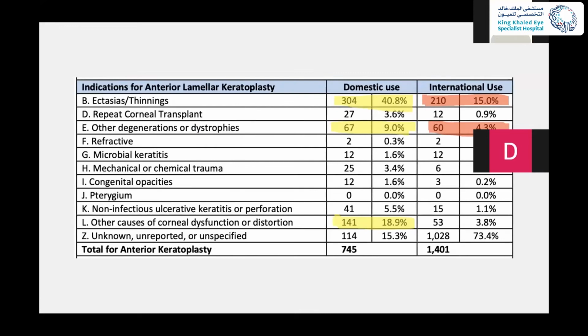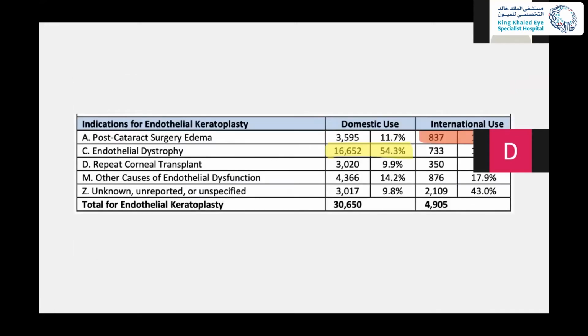This second table shows the specific indications for anterior lamellar keratoplasty in the US and internationally. Here you can see that the most common reported indication for ALK in both the US and internationally is ectasia, followed by corneal degeneration and dystrophies. And here are the specific indications for endothelial keratoplasty in the US and internationally.